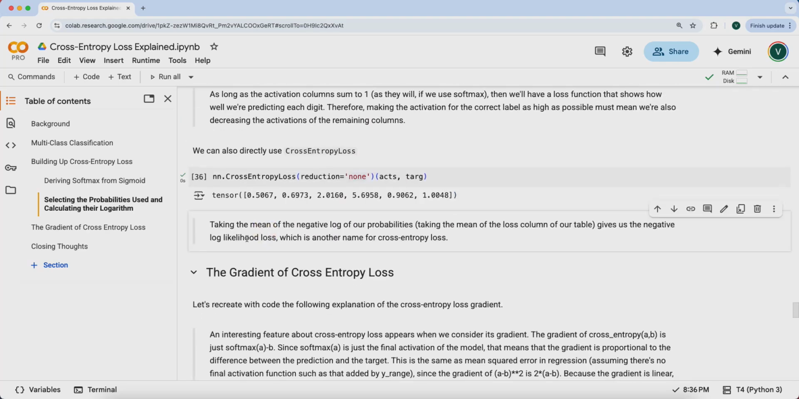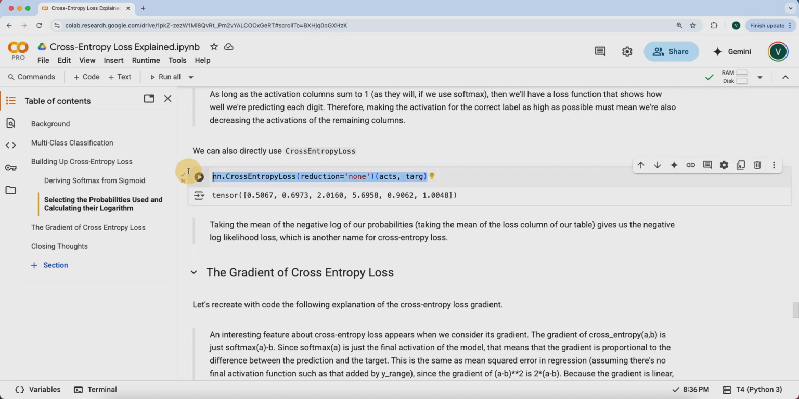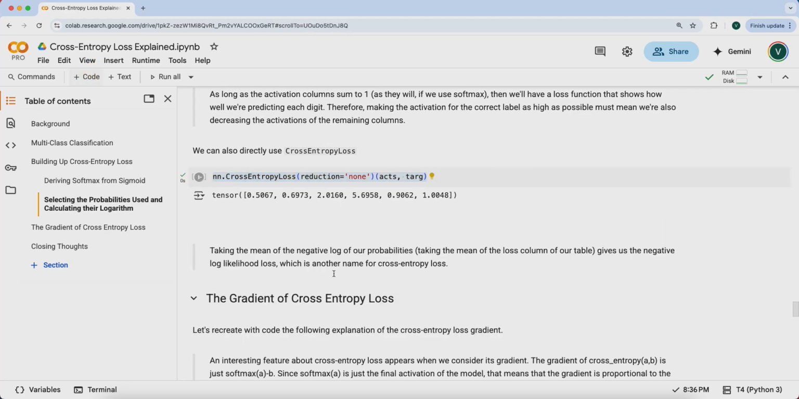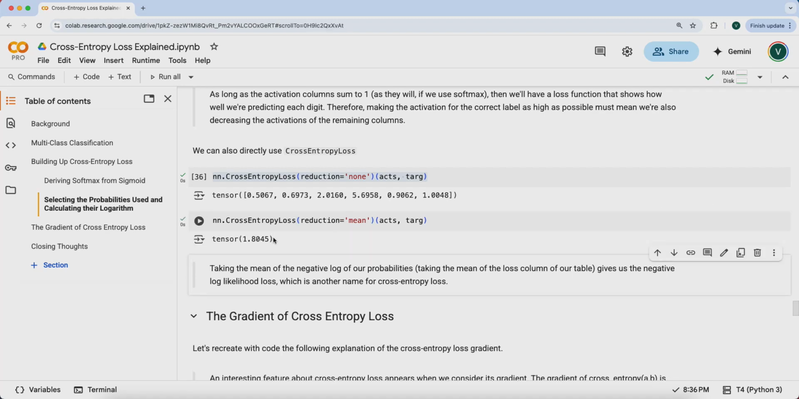Another comment from the book: taking the mean of the negative log of our probabilities, so taking the mean of the loss column, gives us the negative log likelihood loss, which is another name for cross-entropy loss. So what we could also do is pass reduction equals mean, and now we have our scalar loss value that you would see on a loss curve during training.